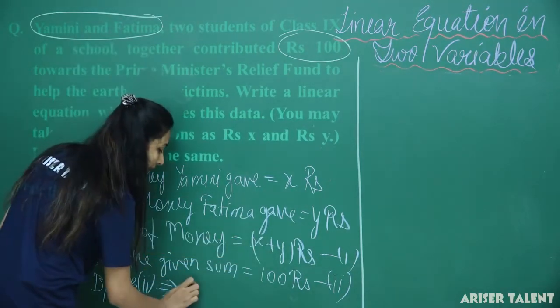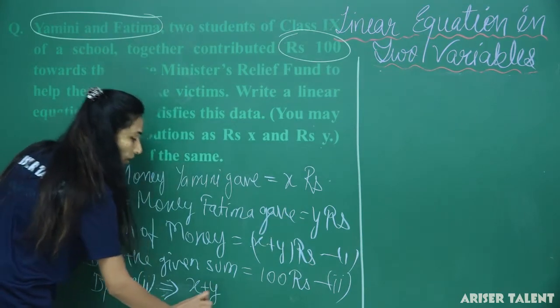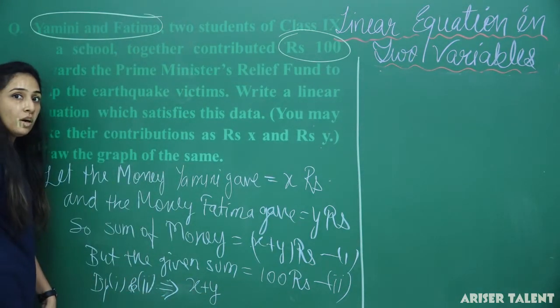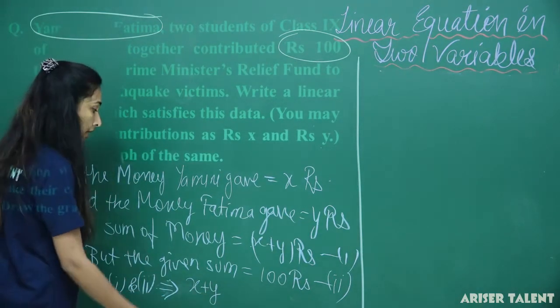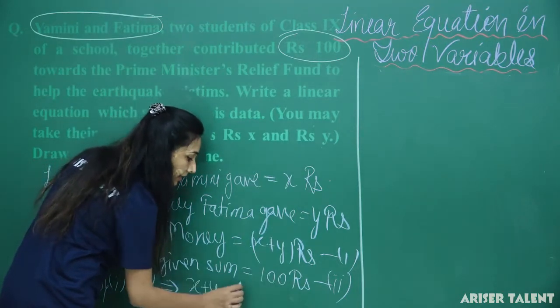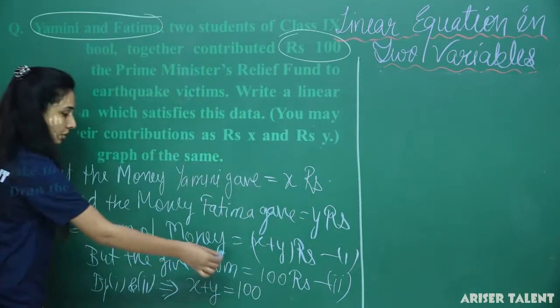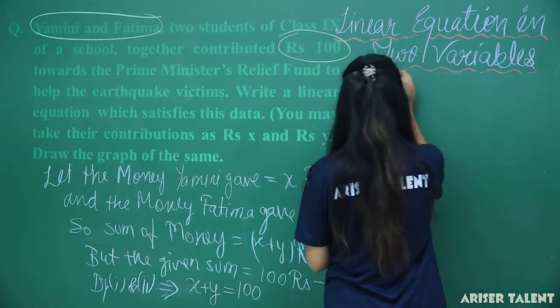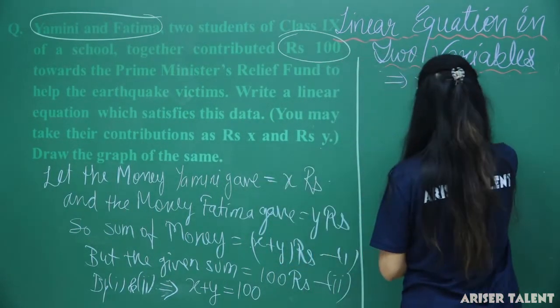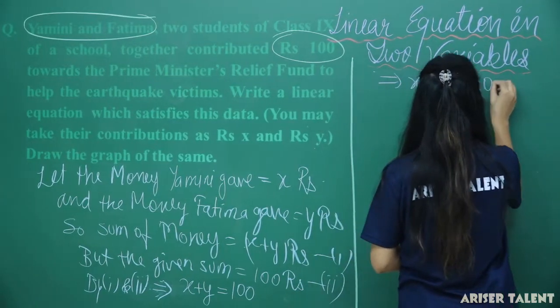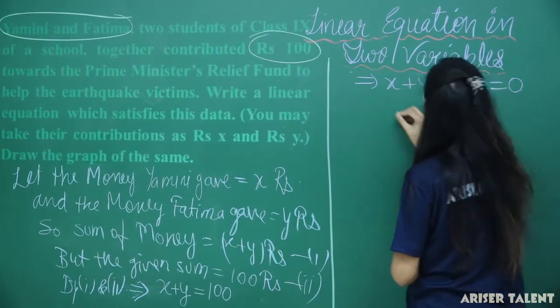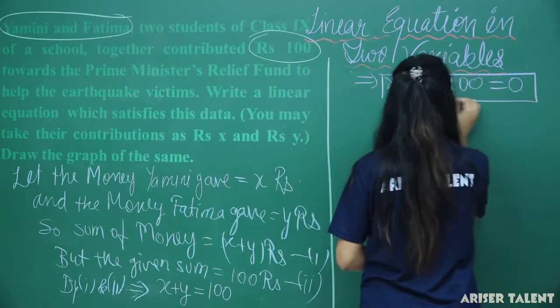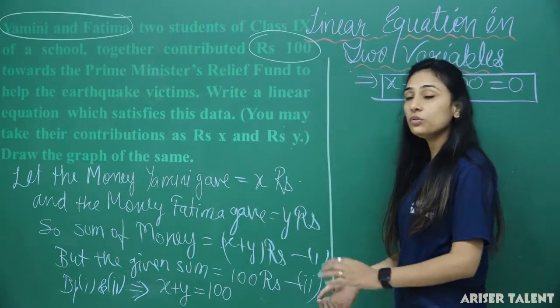this is X plus Y, the sum total of money of Yamini and Fatima, and the sum total is 100 here again. So this is the equation. This implies that X plus Y minus 100 equals 0. This is our equation. So now what we have to do?